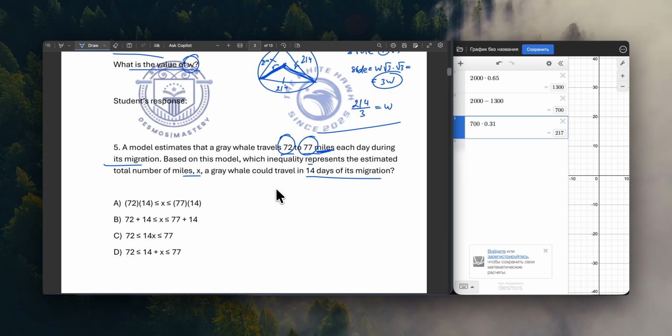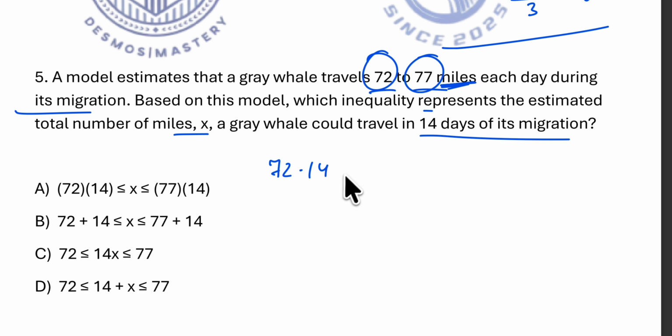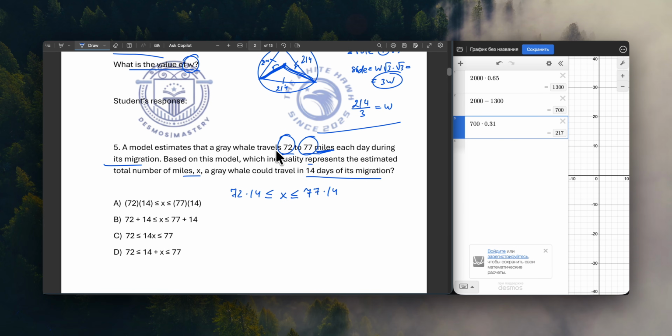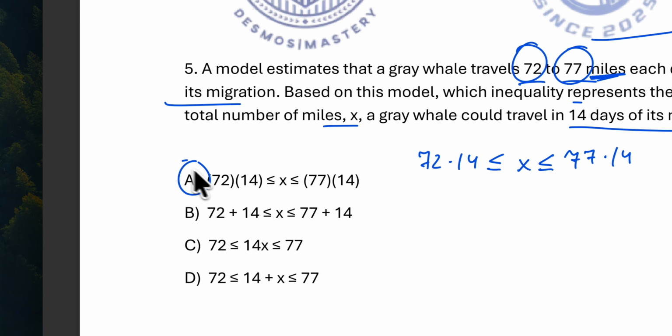The total number of miles in one day is 72 or 77 for a gray whale. That means in 14 days it will be 72 times 14 and 77 times 14. And I have x between them because it can be any value in the interval from 72 to 77. So the answer, I suppose, is A.